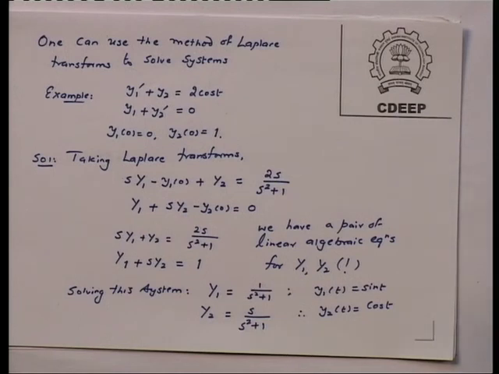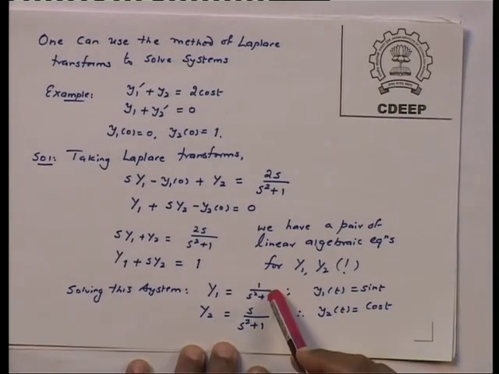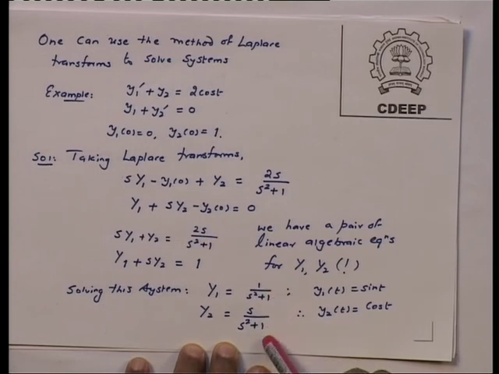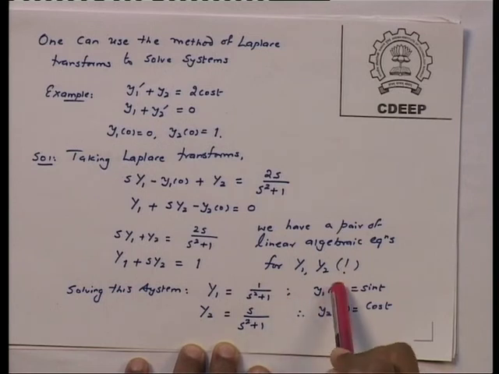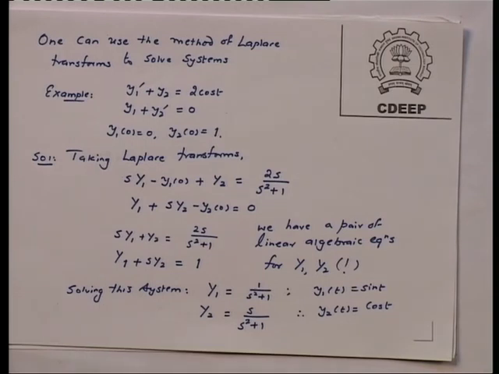So, taking the Laplace transform of these two equations, what do you get? You get a pair of linear equations for capital Y1 and capital Y2. When you solve for capital Y1 and capital Y2, you get rational functions of s, and then partial fractions and other things, and you recover your little y1 and little y2. Again, initial conditions have been incorporated into the solution procedure and there is no need to determine them separately.